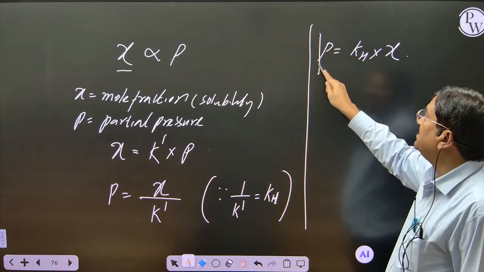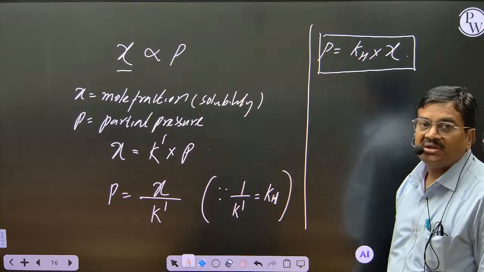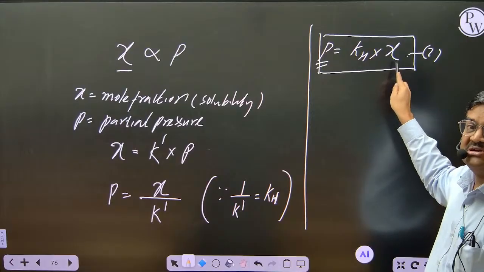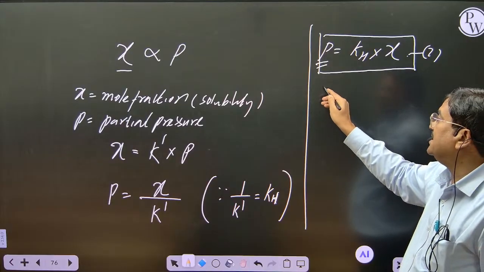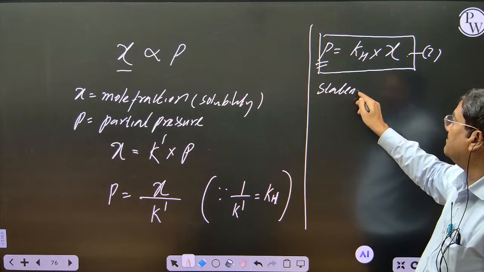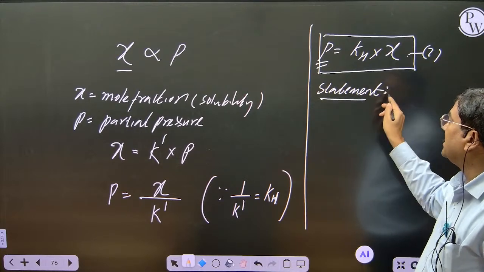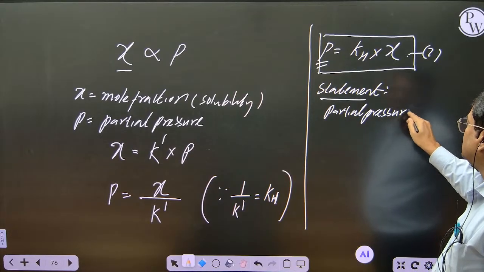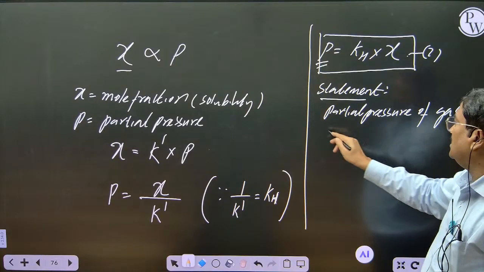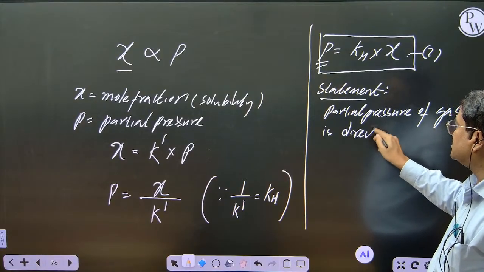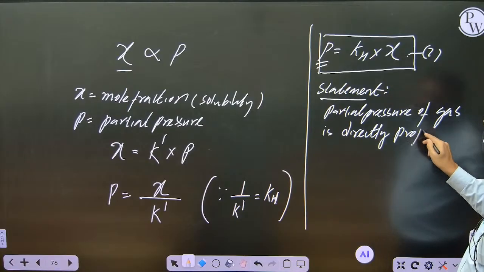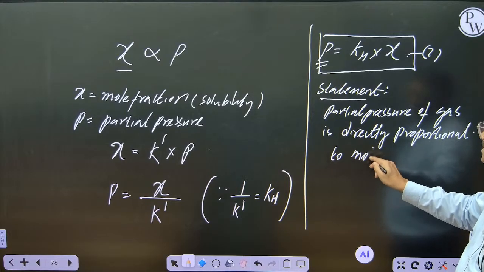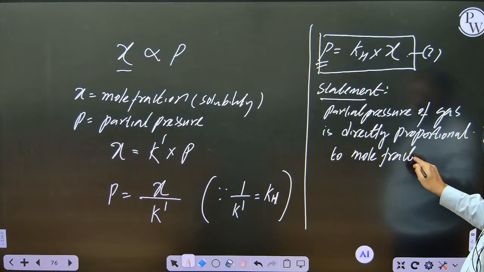This is the second statement we can give from Henry's law. So this is the second statement. That means partial pressure of the gas is directly proportional to what? Mole fraction. So here is the right statement. What is the other statement from Henry's law? We say partial pressure of the gas is directly proportional to mole fraction of the gas.